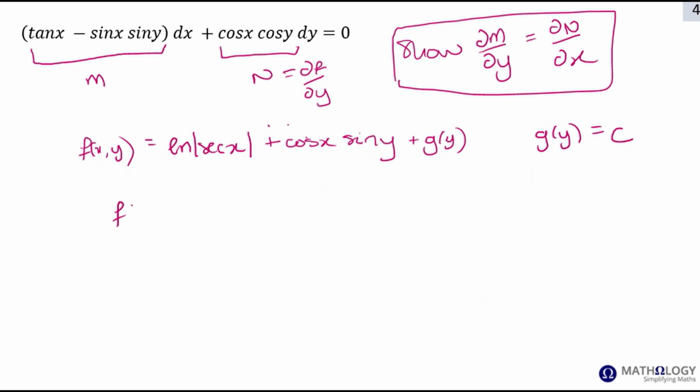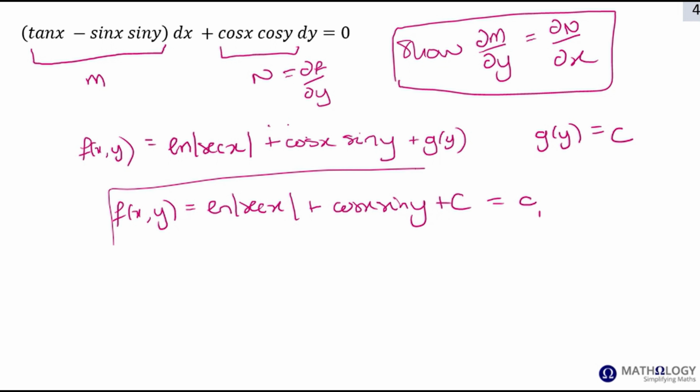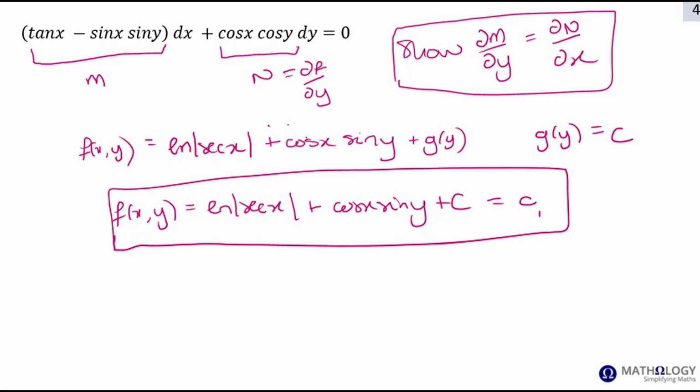So the function f is given by ln sec x plus cos x sin y plus c, and that will equal c sub 1 if you like, or any other constant. c and c sub 1 are just arbitrary constants.